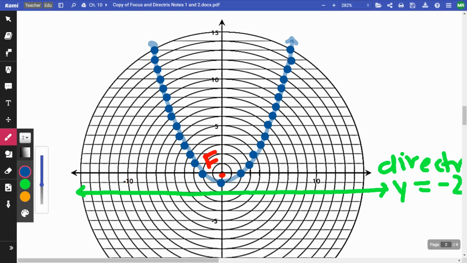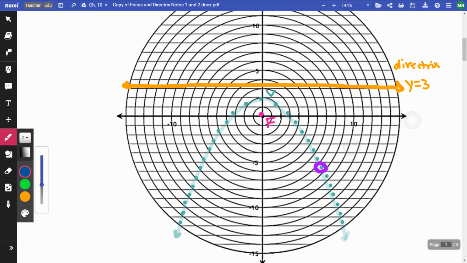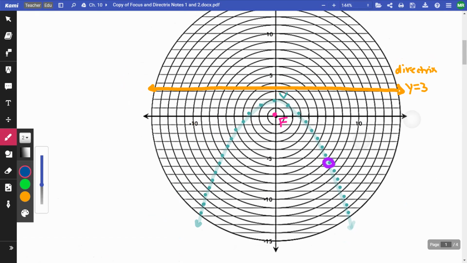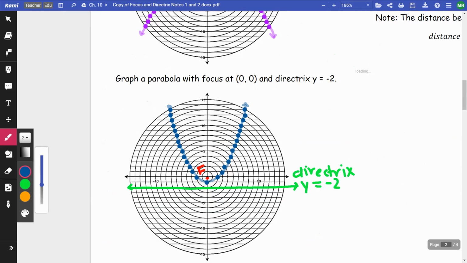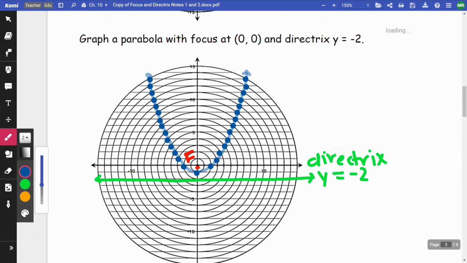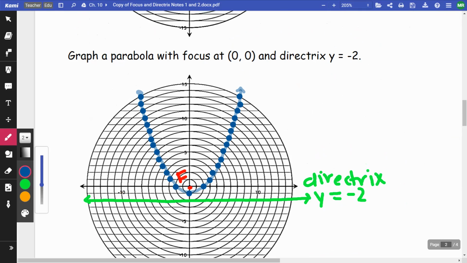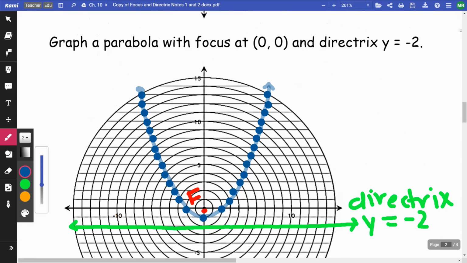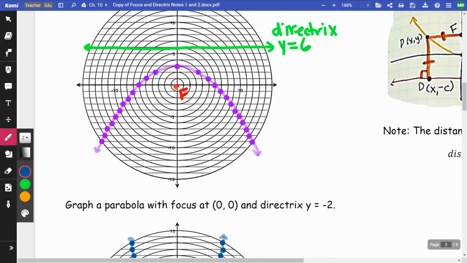Okay, a couple things I want to write down. So again, you'll notice we had this one here, where the directrix was above, the focus was below, it opened down. This one was the same. This one, the focus and the directrix was below and it opened up. What I want you to notice is where the focus is. The parabola opens towards your focus. So it's opening up towards your focus here. It's opening down towards your focus here.